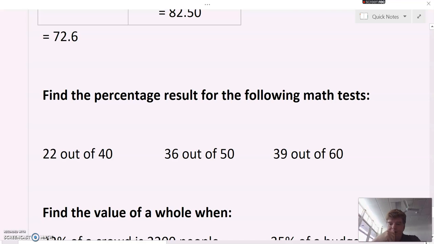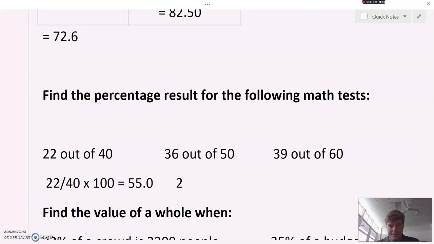In this case, our sum is going to be 22 divided by 40, that's the fraction they've got, multiplied by 100 to give us a percentage. And it calculates that as 55%, and that looks pretty good to me because it's just over half of the result that they got. So let's go on to the next one.